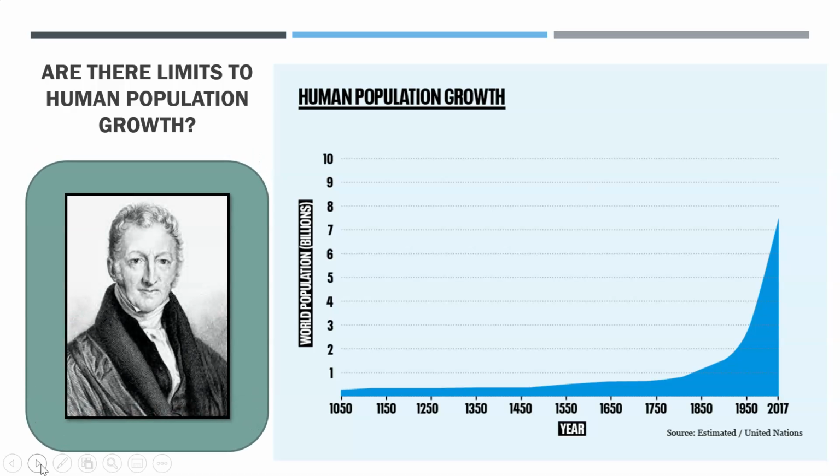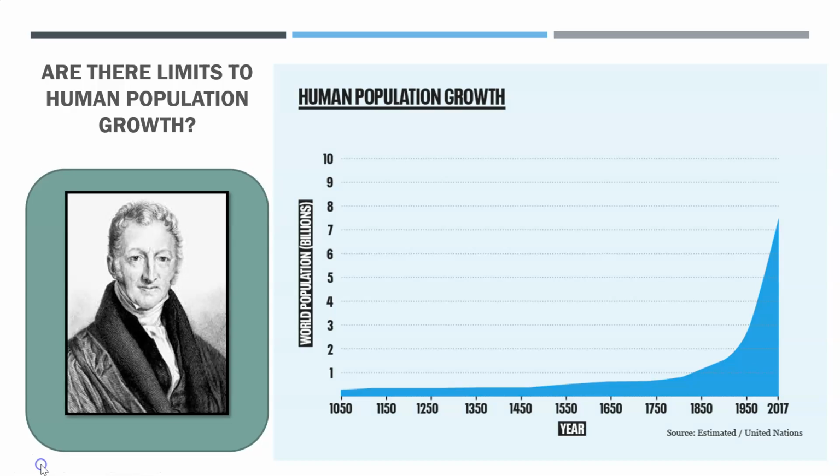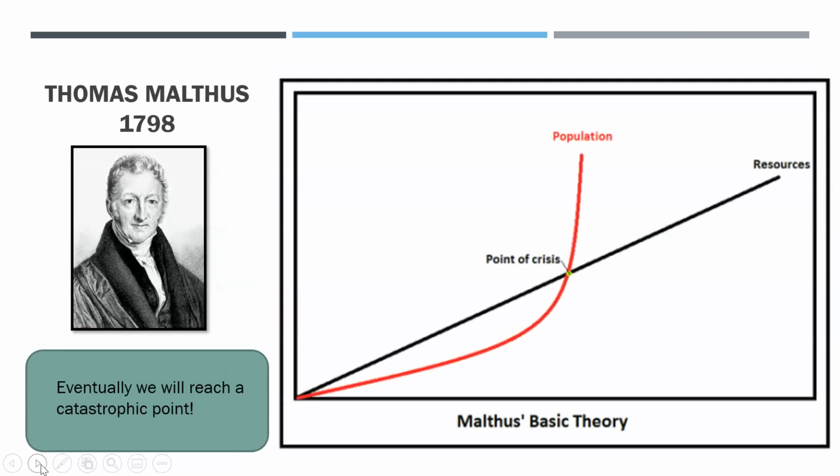This is Thomas Malthus, who came up with the Malthusian theory about human population growth. He theorized in 1798 that human population growth was exponential, that it would just keep going forever. However, our resources were linear, and we would eventually hit a point where we could not make more food or provide more resources for the population, even though the population could continue to grow.